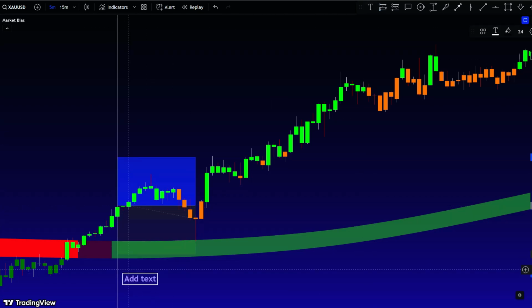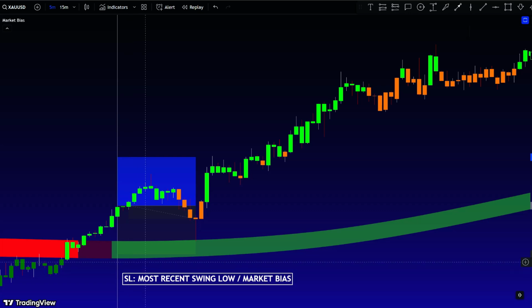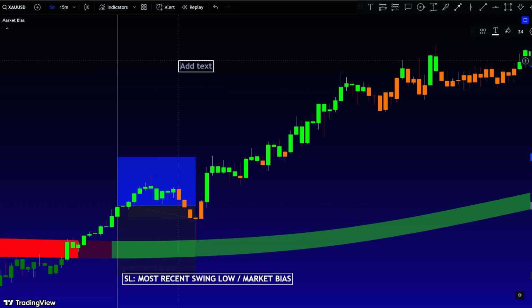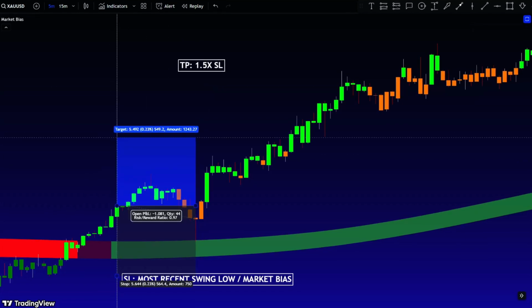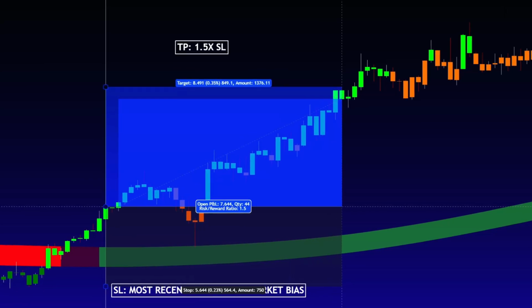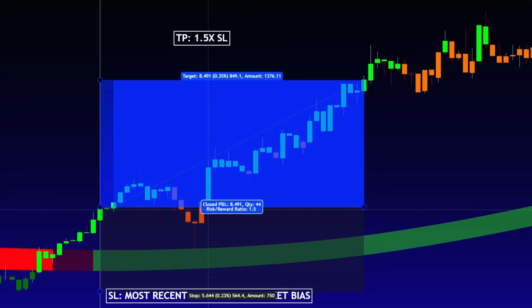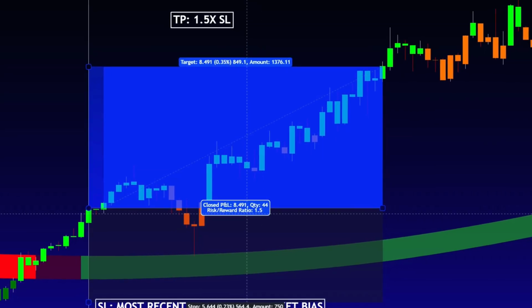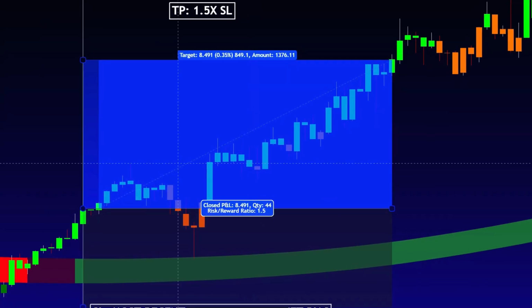Now, risk management. You want to set a safety net, a stop loss, at the lowest dip before the price started climbing again. Or you can use the market bias line as a guide, depending on the market mood. And when it's time to take profit, set it at 1.5 times the distance of your stop loss. Say your stop loss is 10 points below your entry price, then your take profit should be 15 points above it. That way, you have a sweet risk to reward ratio, a key ingredient for long-term success in trading.